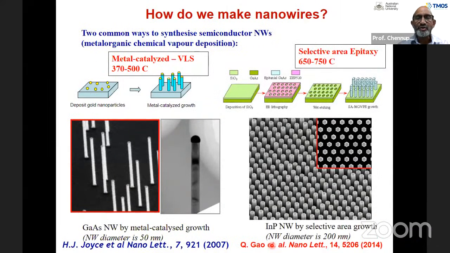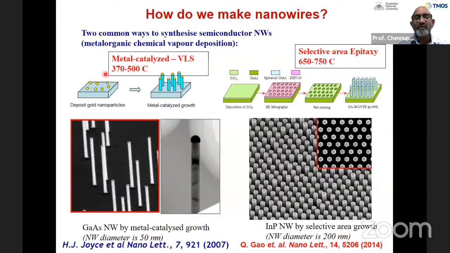If nanowires are of so much importance, how do we make them? There are two main techniques which we use. One is called metal catalyzed VLS growth, the vapor-liquid-solid growth mechanism, which I will come back to. Another technique is called selective epitaxy. We use a technique called metal organic chemical vapor deposition, MOCVD. There's also an alternative technique called molecular beam epitaxy, and you can use either technique to make nanowires.